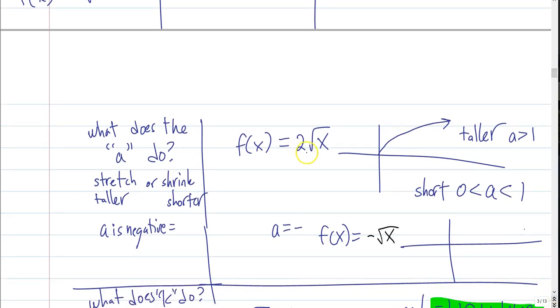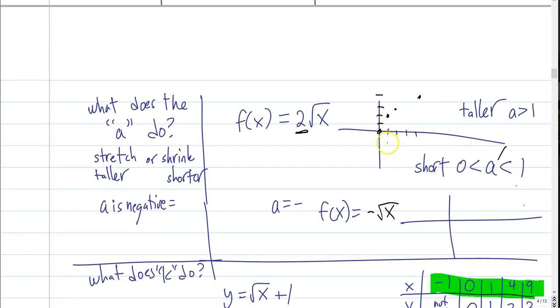For instance, if I was to put a 2 in front of this graph, all it would do is make my y values twice as tall. Well, 0 would still be 0. 1 would now no longer be 1, it would now be 2, twice as tall. 2 wouldn't be 1.4, it'd be like 2.8. 4 wouldn't give me 2, it'd be twice as tall. It would go all the way up to 4. It looks very similar to the same graph. It still levels out, but it's twice as tall.